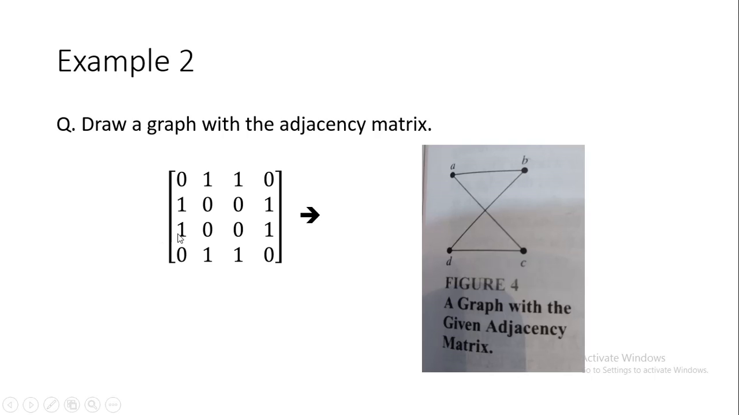Then C to A, the edge is present. C to B, no edge. C to C, no edge. C to D, the value is 1, we can draw an edge. Likewise, D to A, 0. D to B, yes. D to C, the edge is present, and D to D, 0. Understood? So by using the adjacency matrix, you can draw a graph.